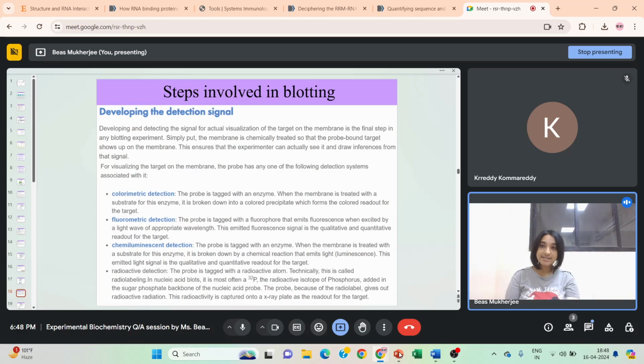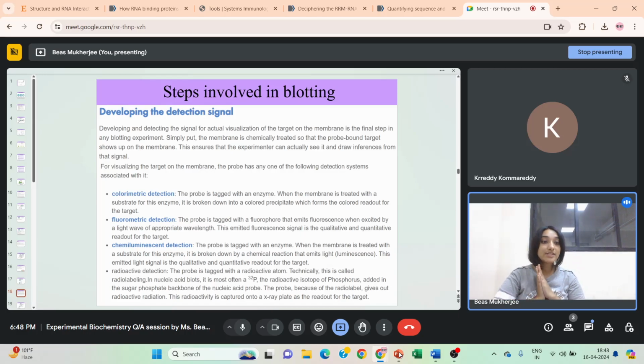Developing the detection signal. So developing the detection signal for actual visualization of the target of the sample is the final step in any blotting experiment. Simply put, the membrane is chemically treated so that the probe-bound target shows up on the membrane. This ensures that the experimenter can actually see it and draw inferences from that signal. For visualizing the target on the membrane, the probe has one of the following detection systems associated with it. So one is colorimetric, which is based on color.